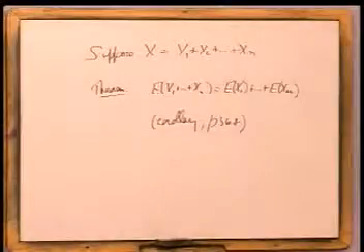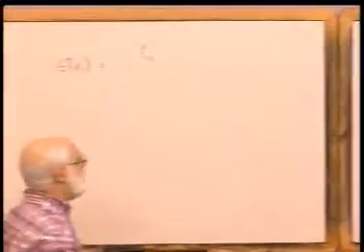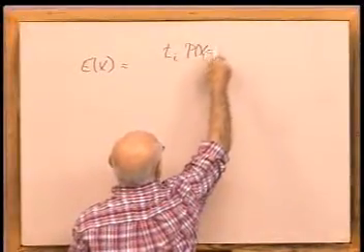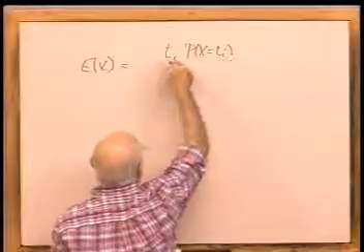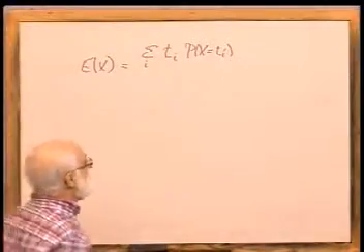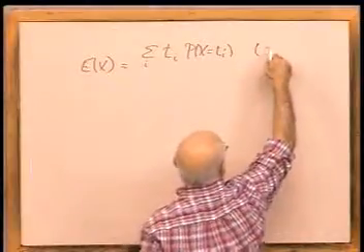So if the random variable is discrete, what I do is I take the values the random variable takes, which I'm calling T1, T2, and so forth. I weight the value by the probability that it takes that value, and then I add it up over all possible values. Okay, that's if the random variable is discrete.